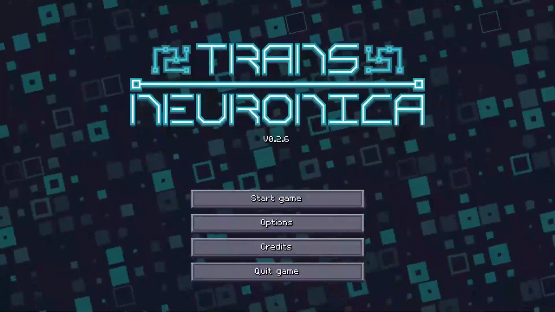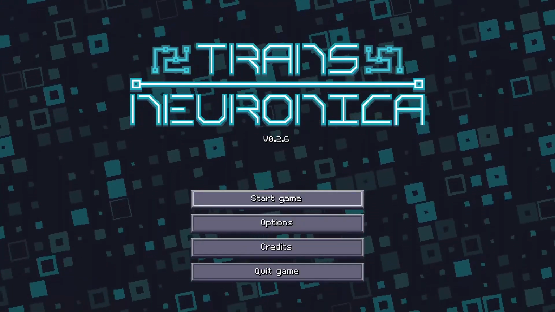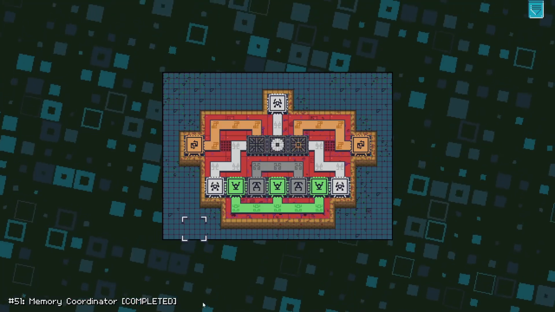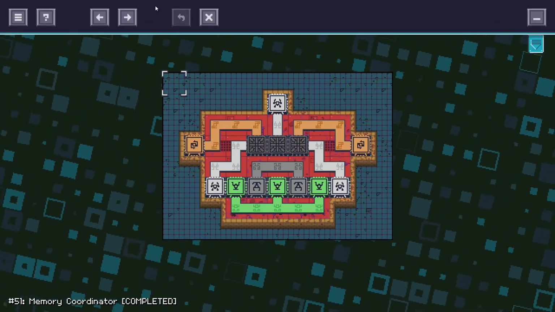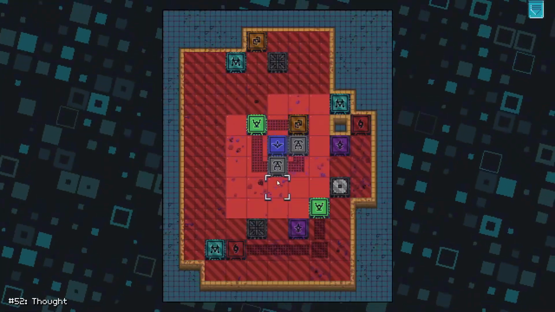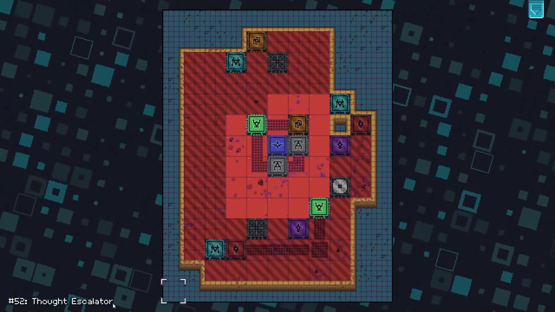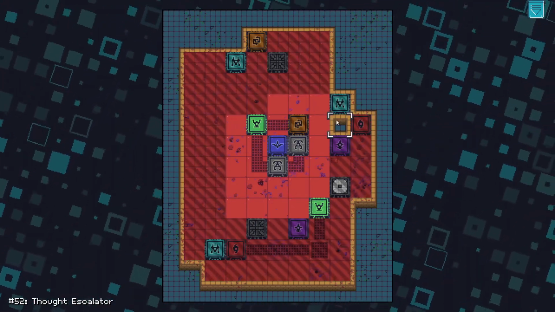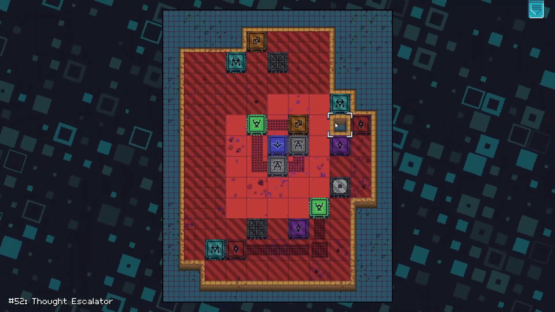Hello, welcome back. Last time I was introduced to distributors and some extra nuances of inductive interfaces. I think I left myself at puzzle number 52? No, 51. Yes, but 52 is the next one, so I just have to go here. Okay. Thought Escalator. What a name. Alright, so what do we have?